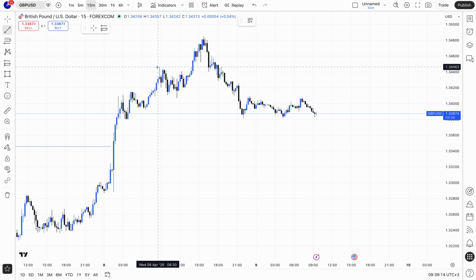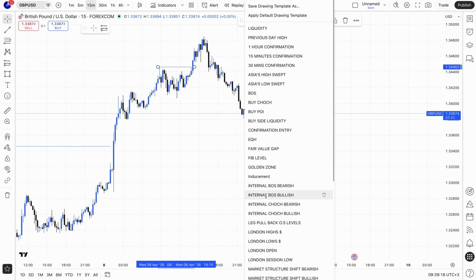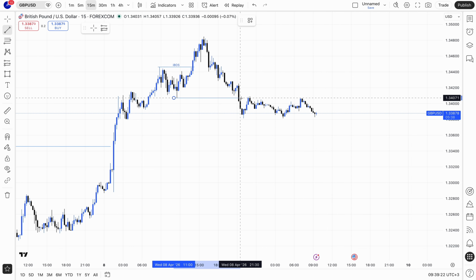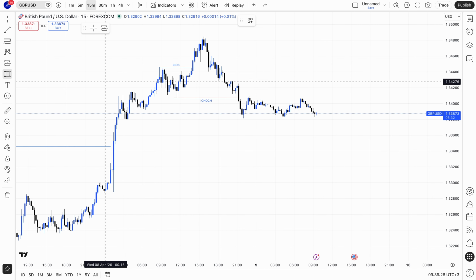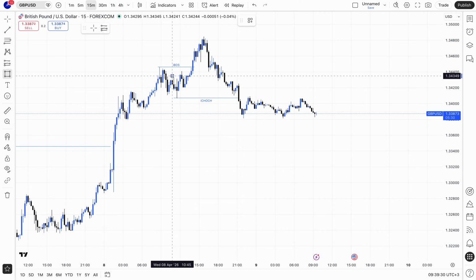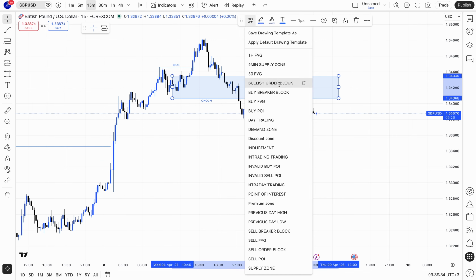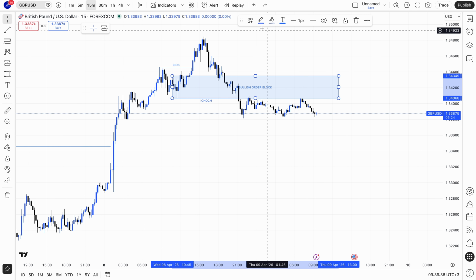Then you had our break of structure to the upside. Then the market disrespected this, and then you had our change of character to the downside. But before having that change of character to the downside, you had our order block just here. You had our order block. After this order block was disrespected, that means it turned into our breaker block.